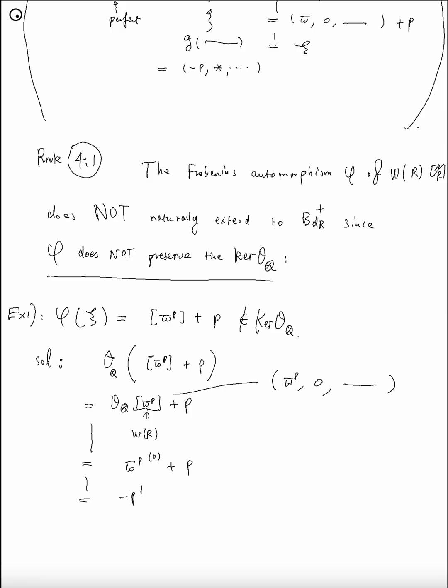Yes, to the power p. This, by definition of the Frobenius, in a ring with characteristic p, you raise to the power p for each element, and so this is not zero. Okay.